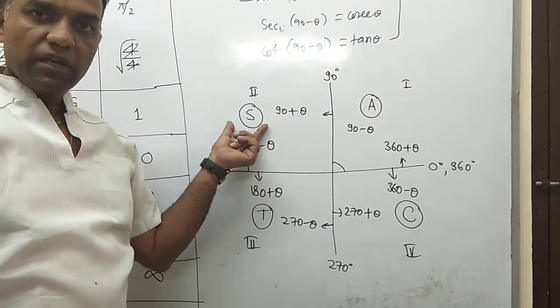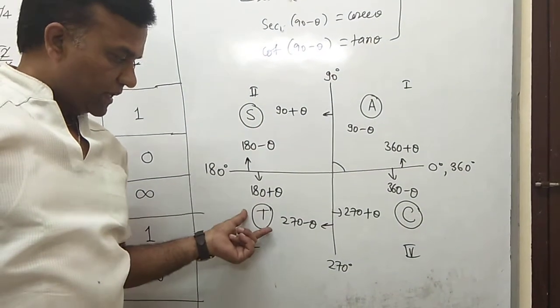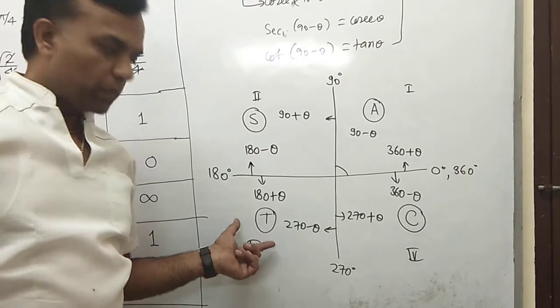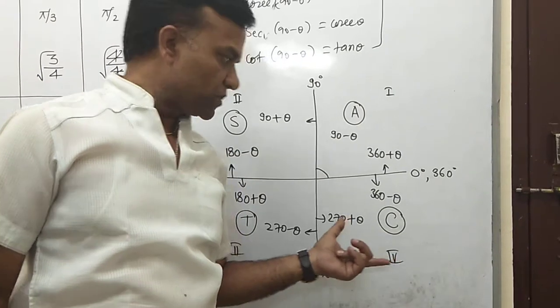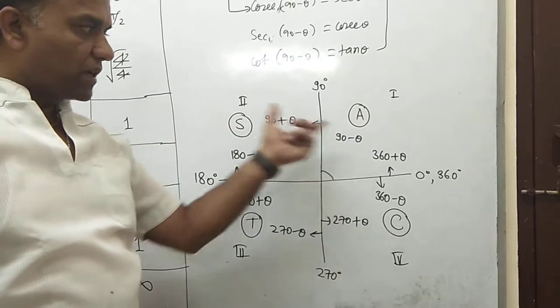Here sin, it means sin and cosec are positive. T for tan, and tan and cot are positive here. C means cos, and cos and sec both are positive here. So this is the structure of the unit circle.